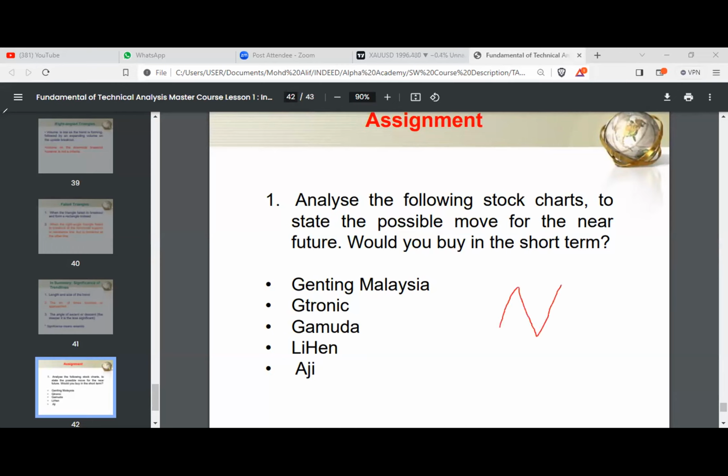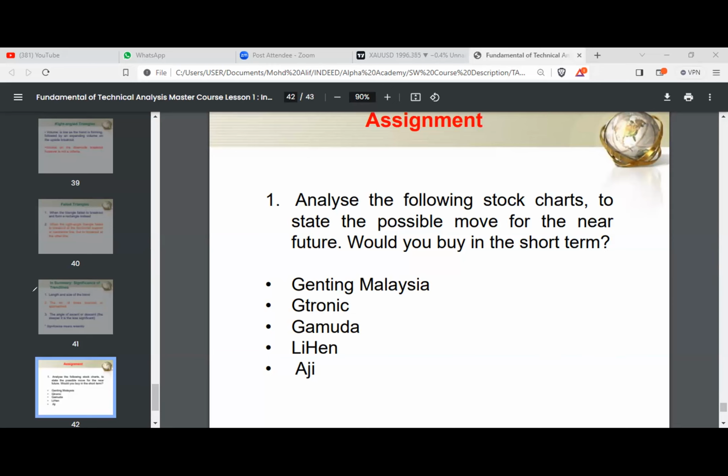Actually, let's say lah, double top. This is also a rectangle. This is also sideways, but with a bigger size. Then just wait for the price to break up or break down. As simple as that. The concept lah.